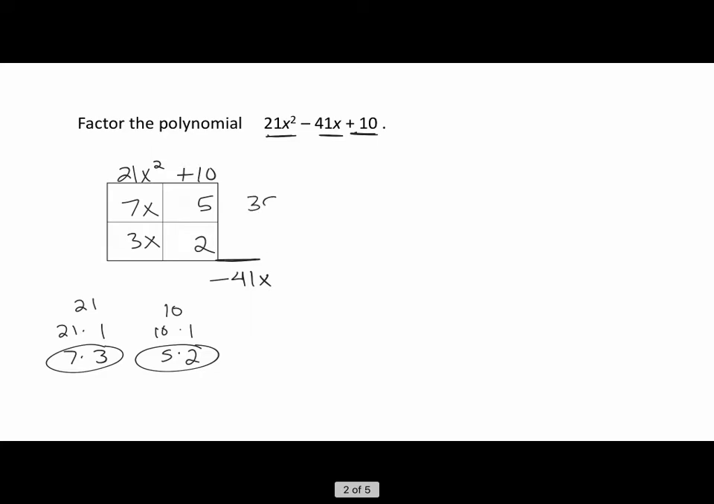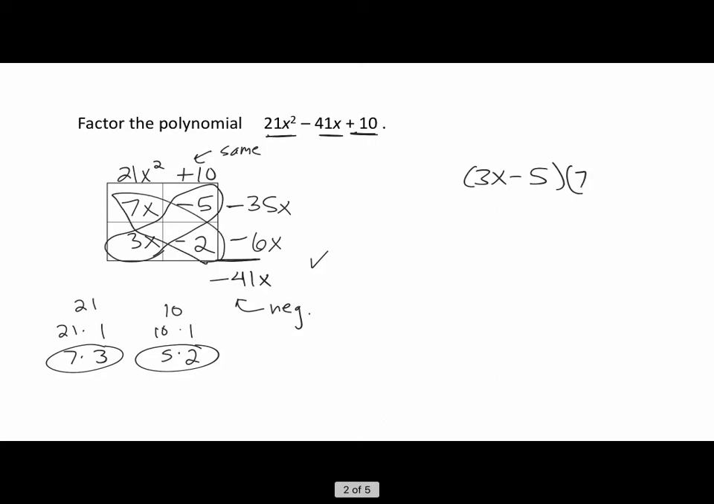So if I multiply across, that's a 35x and a 6x. And that could add up to 41. Let's check the signs. Same sign, both negative. So negative 35 plus negative 6, yep, that does add up, so we lucked out, got that on the first guess. We will take the cross terms then. We have factors of 3x minus 5 and 7x minus 2. You can always check to see if that's right by multiplying those back together to get the original polynomial.